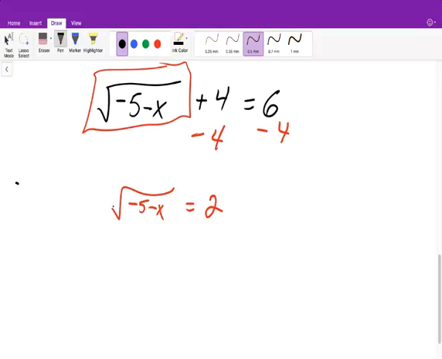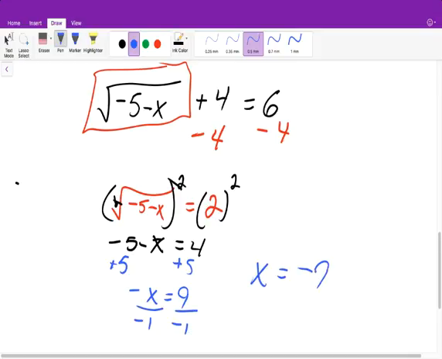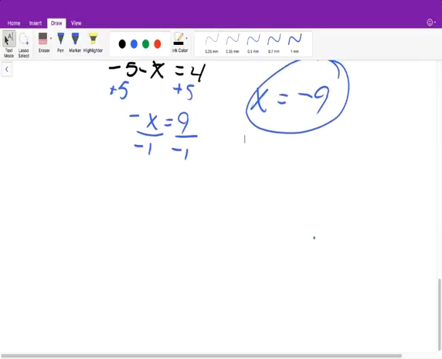And now remember, to get rid of a radical with the root of 2, we need to square it. And what we do to one side, we have to do to the other. So this will undo the square root. So it's negative 5 minus x is equal to 4. And then we will go ahead and add over the 5. So negative x is equal to 9. But we want to solve for a positive x, so we divide each side by negative 1, and x is equal to negative 9.